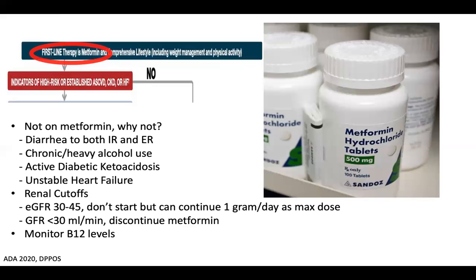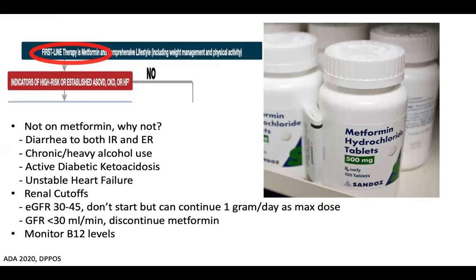For kidney cutoff, anyone who has an eGFR of more than 45, we can start metformin and increase it to the max dose of 2 grams a day. But if your patient's eGFR is between 30 and 45, then you can only continue them, and the max dose on metformin would be 1 gram a day. And sadly, if their eGFR is less than 30, then you'll have to discontinue it.